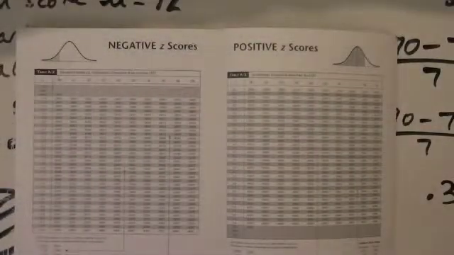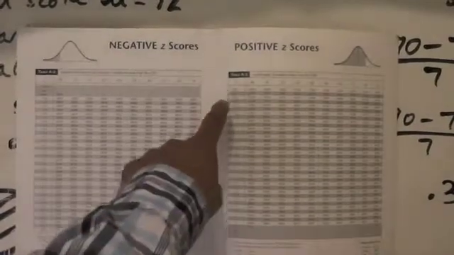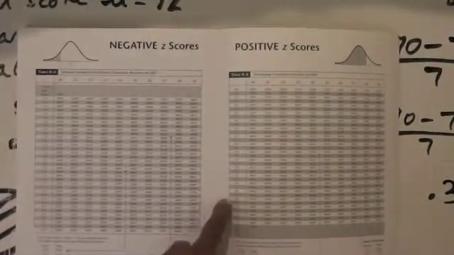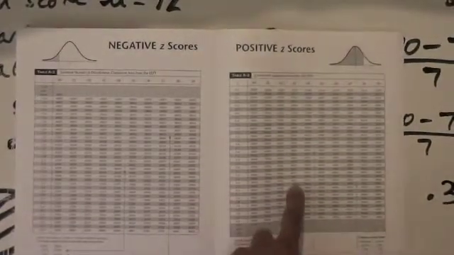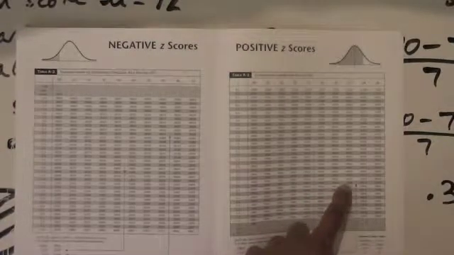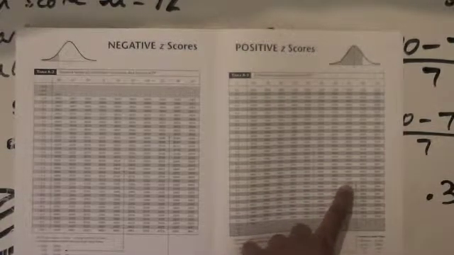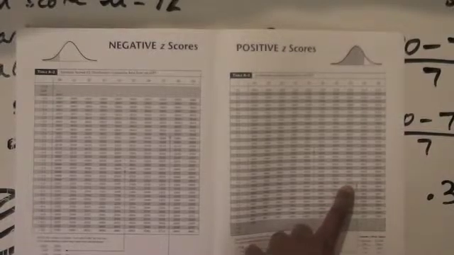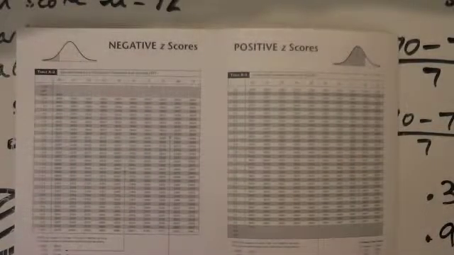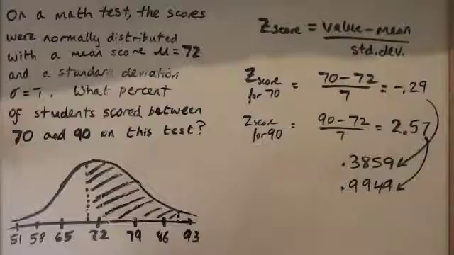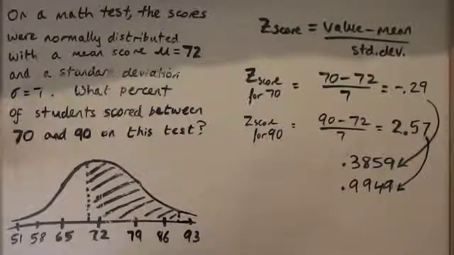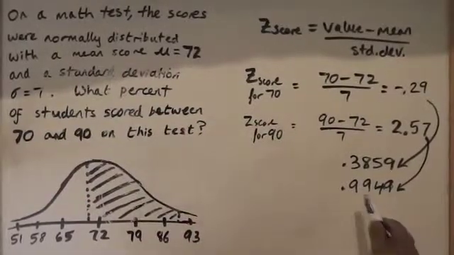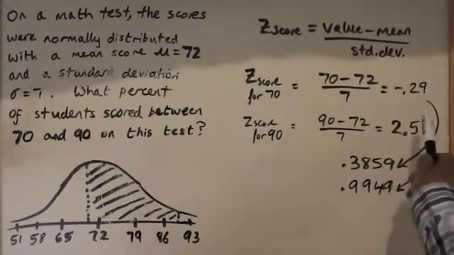And then we have a z-score of 2.57. Well, that's positive. So we look here, 2.5, and then 7. Scroll across all the way to 7. We get 2.57 is 0.9949. So once we have these z-scores, we have to determine what to do with them. Well, these z-scores give us percentages to the left. These percentiles, sorry, give us percentages to the left of these z-scores.